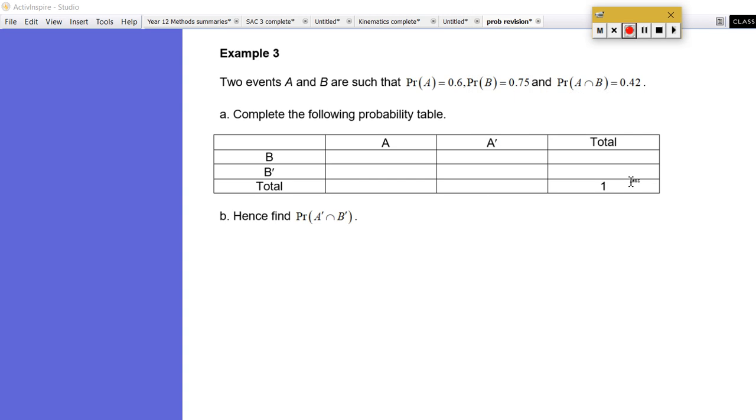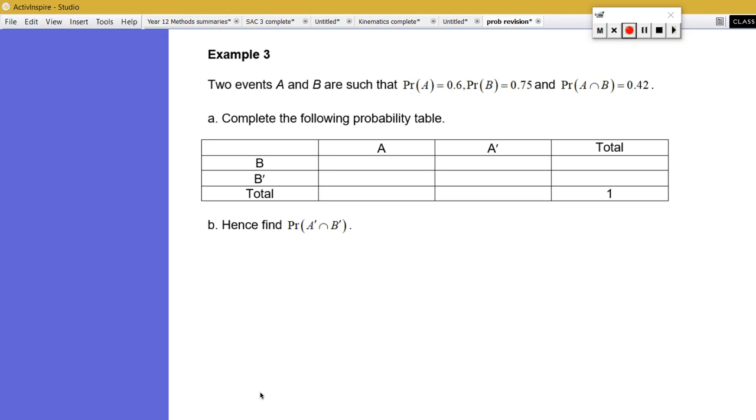In probability, one of the big areas of questioning is theory questions where there is no context, and we've got one here. With a question like this, the best way to get started is to set up a Venn diagram or a probability table or Karnaugh map, which is what we're doing in this case. So if the probability of A is equal to 0.6, that means the column for A must total to 0.6. And if the probability of B is 0.75, that means the row for B must total to 0.75.